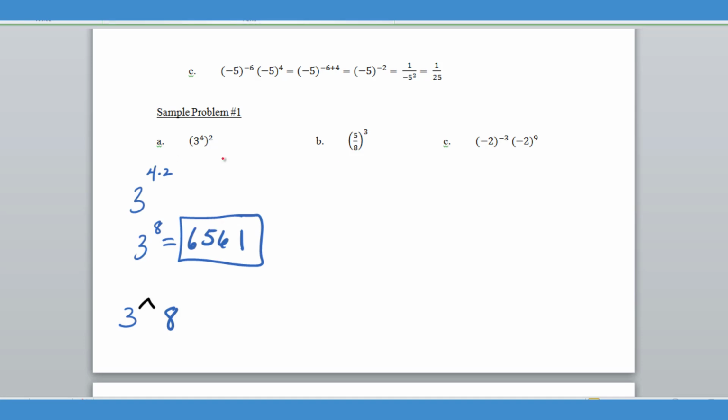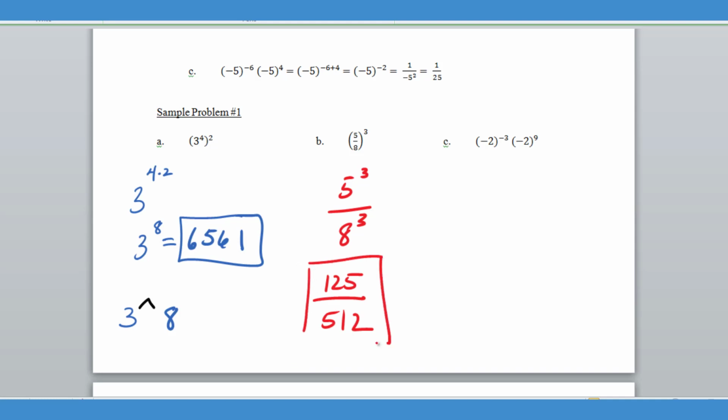Let's try part B. So we raise both parts to the third power, 5 to the third and 8 to the third, which is going to leave us 125 over 512. If you get a big fraction like this, you should probably punch that in your calculator just to double check to see if it can be reduced. In this case, it cannot, so we'll leave it.